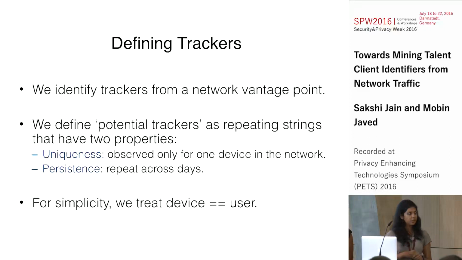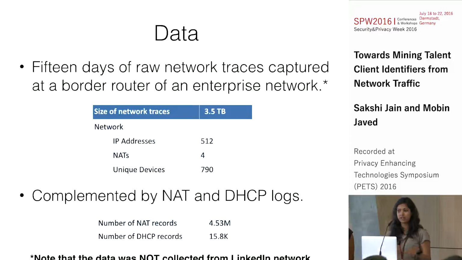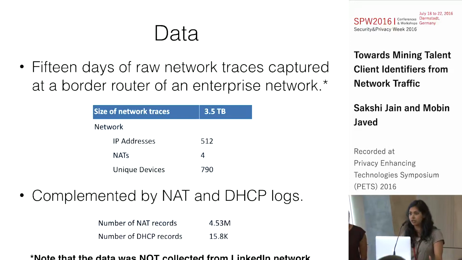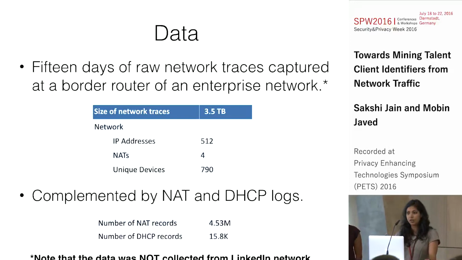Moving on, so a little bit more about our data. We used 15 days worth of network traces collected at the border of an enterprise network. We have about 512 IP addresses with 4 NATs in this network, amounting to about 3.5 terabytes of data. That is huge amount of data to look at. In order to parse out what these NATs contain behind them and to see the number of different machines, we use the DHCP and NAT logs to find out individual MAC addresses and thereby individual devices sitting behind them.